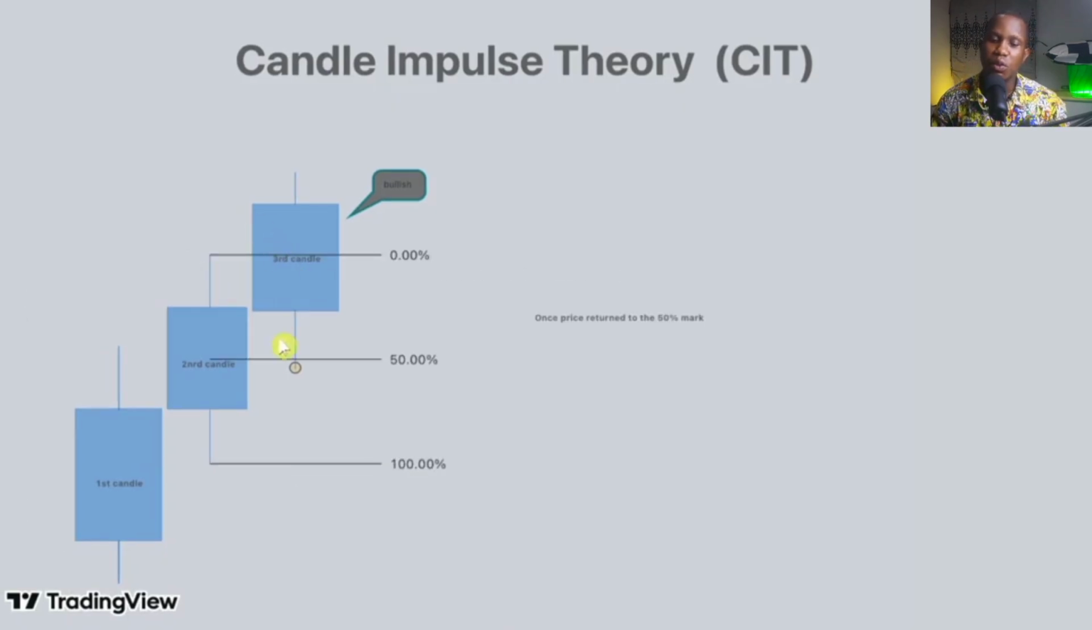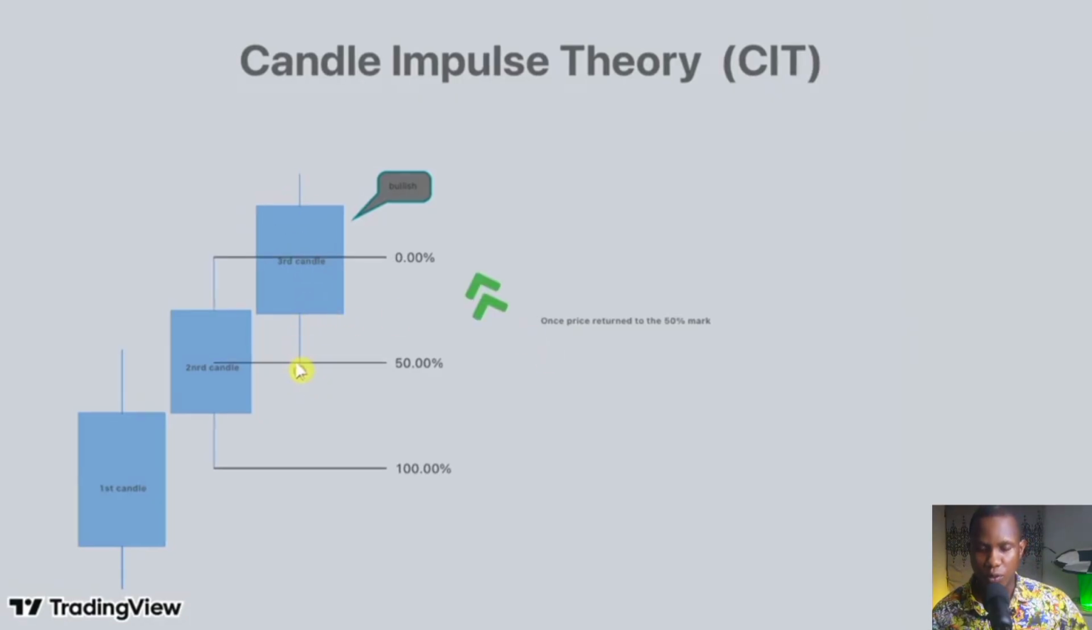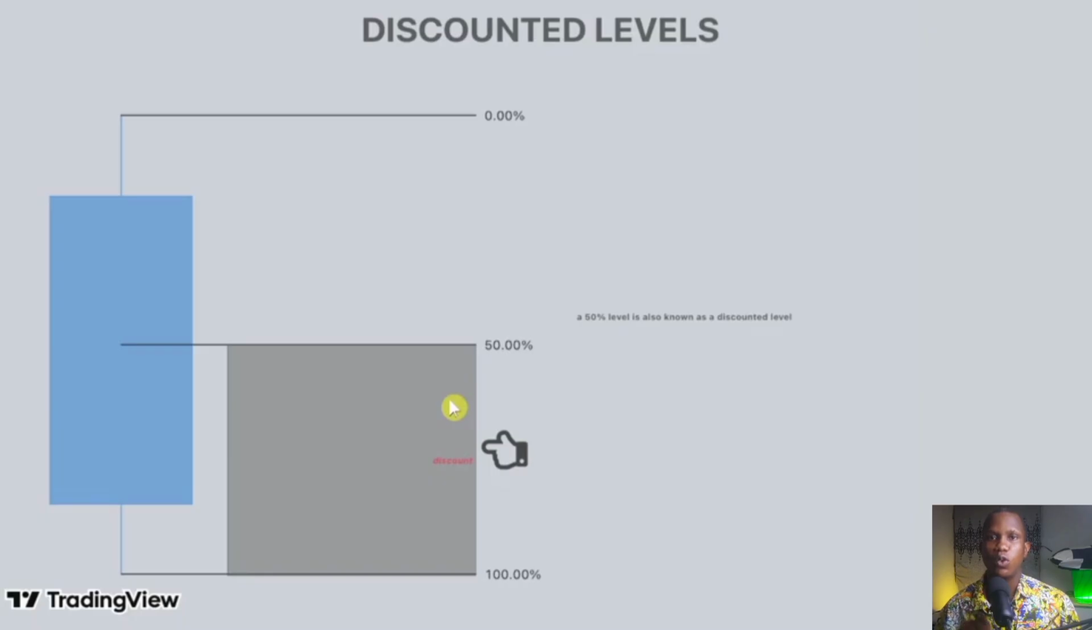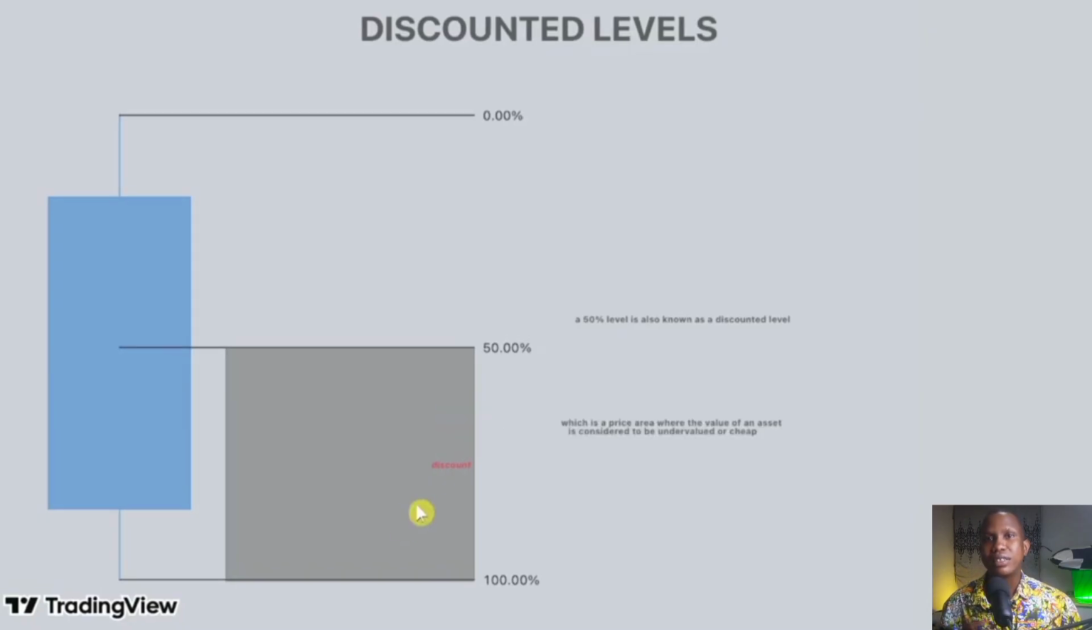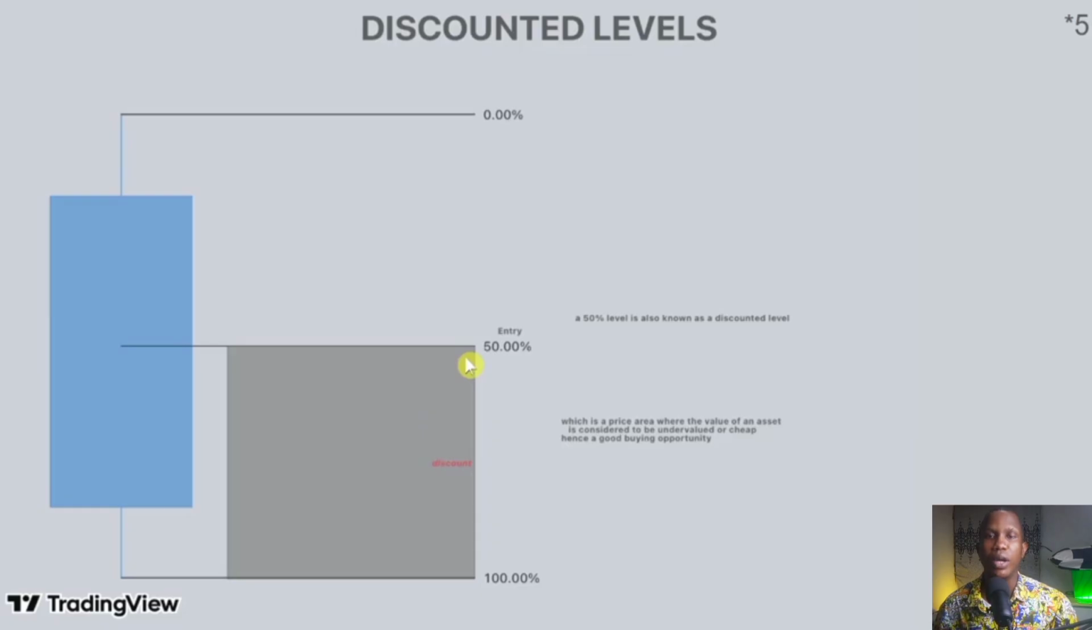And the exact point we're going to be entering from is we draw our Fibonacci from the low to the high of this second candle. This third candle must retrace towards this 50% level before going to our desired take profit level. So once price action returns to this 50% level, it must go up to our desired take profit level, guys. Our 50% level is also known as our discounted level. A discounted level is a level where price action is regarded as undervalued or cheap, and this is the zone we always want to make our entry from.